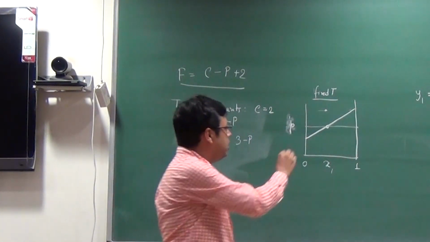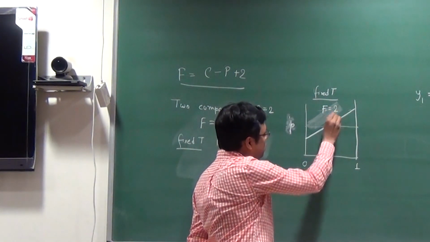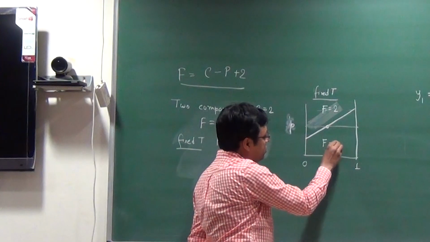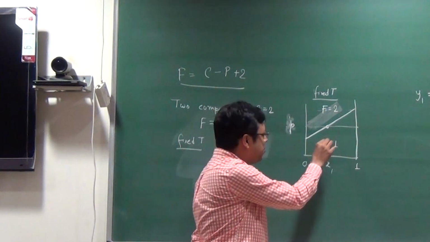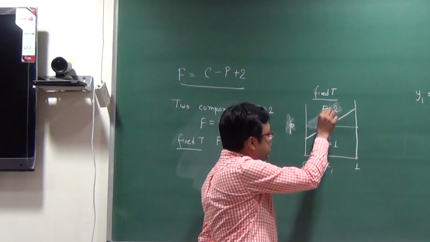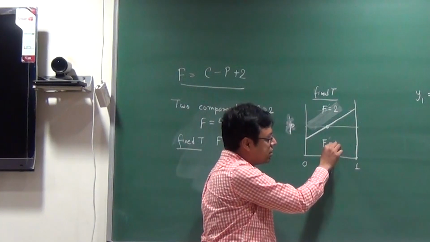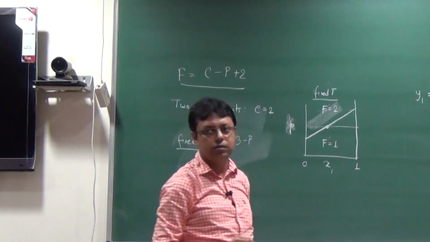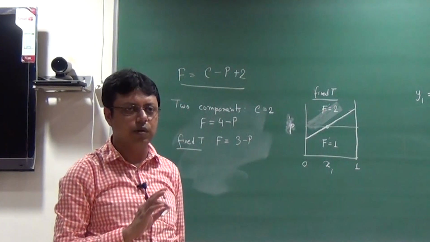So in this region I have F equal to 2. In this region I have F equal to 1. Some textbooks write it as F prime, in the sense that F is actually 3 but we fix temperature. Here F is actually 2 but we fix temperature, so it is 1. If you read Atkins, I think he has used the F prime notation, whatever it is.